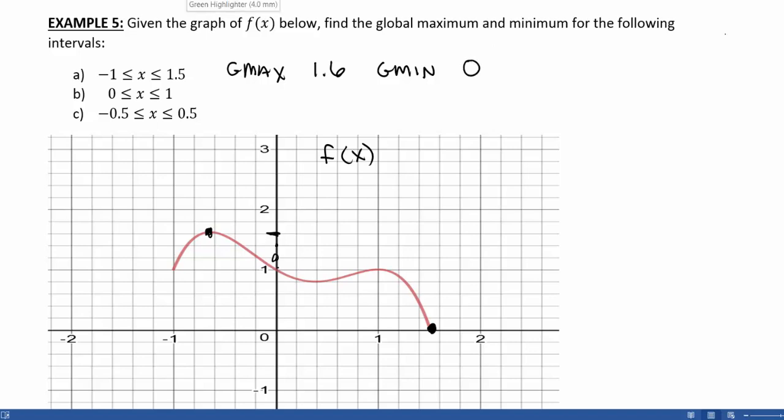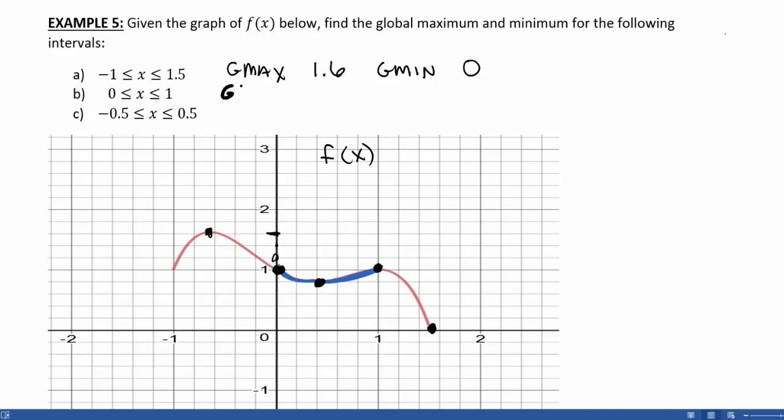Part B, x between 0 and 1. So if we're looking between 0 and 1, that means we're only considering the part of the graph between 0 and 1. So I'm going to trace that in blue so we can see what we're looking at here. So now, if we're considering the global max and the global min on that restricted interval, the global max, the highest point, appears to happen twice at both of the endpoints here. And the global minimum happens to be right about there.